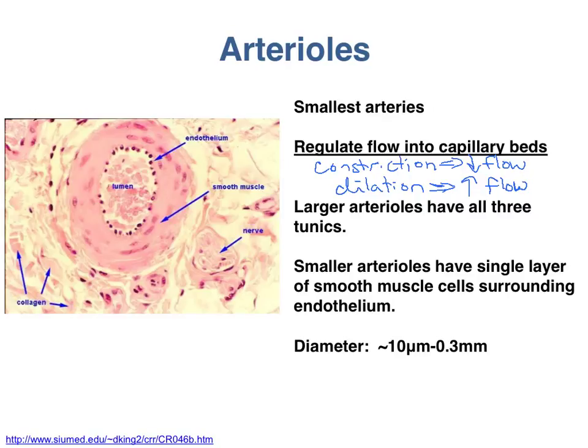The structure of the vessel wall in arterioles differs a little bit depending on the size. Larger arterioles have all three tunics, but smaller arterioles look a lot like capillaries. They have the endothelium, the tunica intima, but then just a single layer of smooth muscle cells around that tunica intima. The arteriole that you're looking at over here is a middling-sized arteriole.